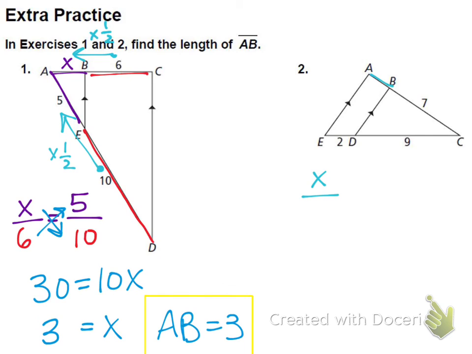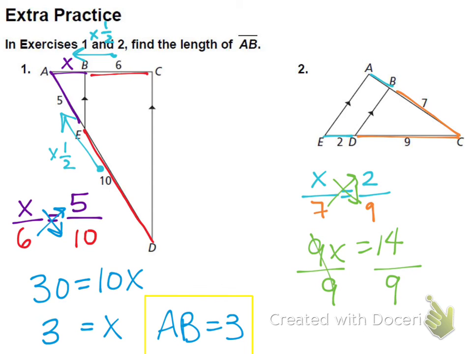So x over 7 equals 2 over 9. Cross multiply, we get 9x equals 14. Divide by 9. Does this reduce? No. So the length of AB is 14 over 9.